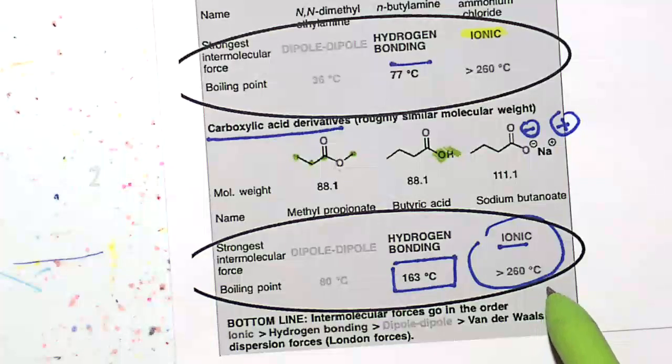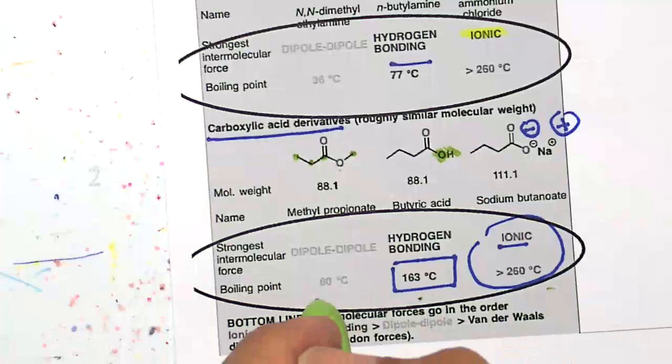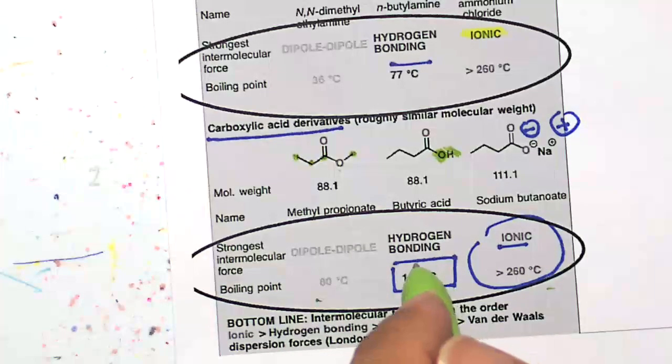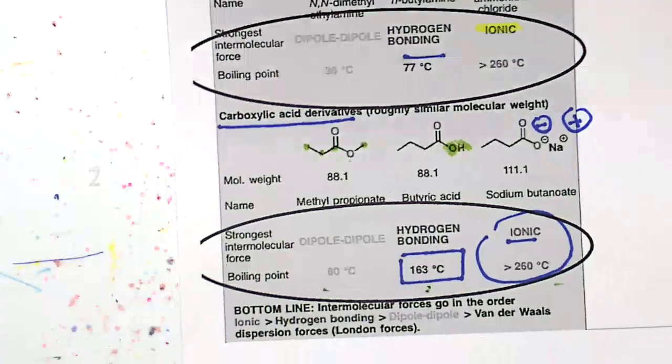The highest boiling point is ionic. The higher boiling point is hydrogen bonding. This is polar, and it has a high boiling point, but it cannot hydrogen bond, so it's kind of lower. Do you see what I'm trying to get at here? Alright, so that's the scheme here.